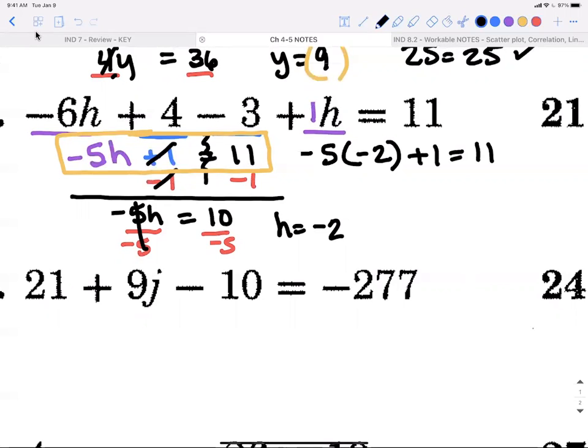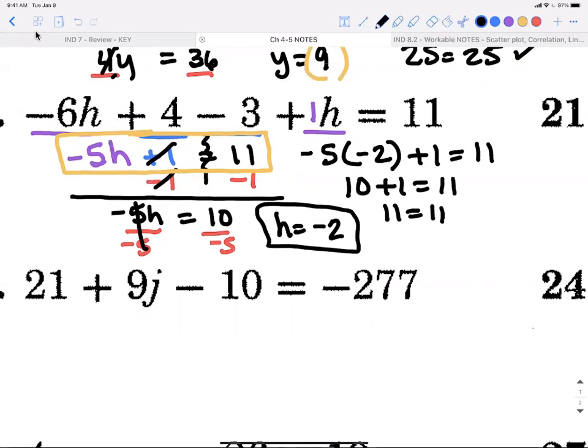Something's not checking out. What do I do? Anybody see it? Oh, yeah, it is. Sorry. I was jumping ahead. -5 times -2 is +10 plus 1. And 10 plus 1 is 11. So I get 11 equals 11. So that means my H equals -2 is the correct answer.